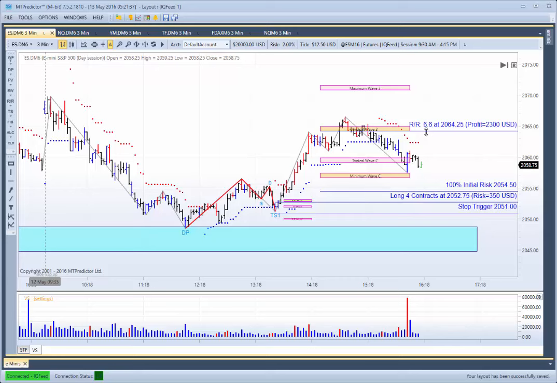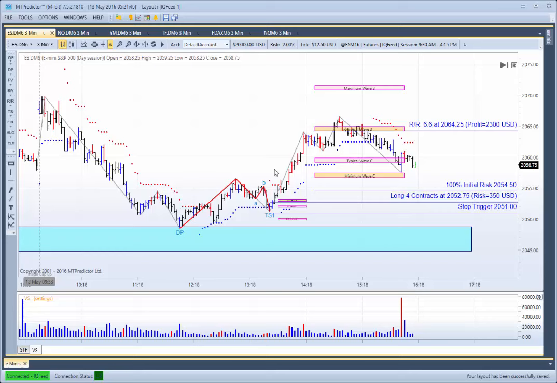So what's that for the day? 2.1 plus 6.6. That's just over 8.5R. So a very, very nice couple of good trades there. In fact, you couldn't have done much better trading the ES yesterday.